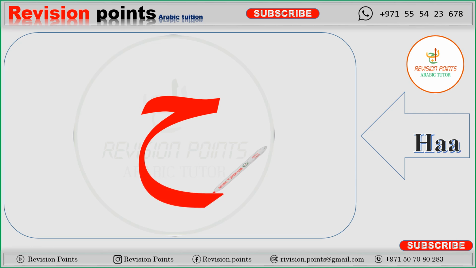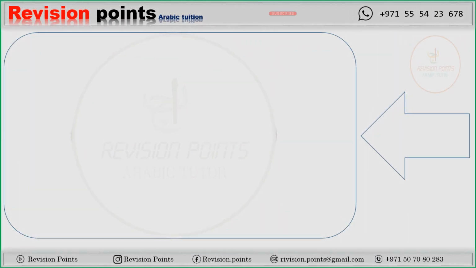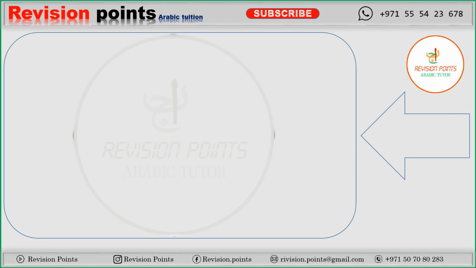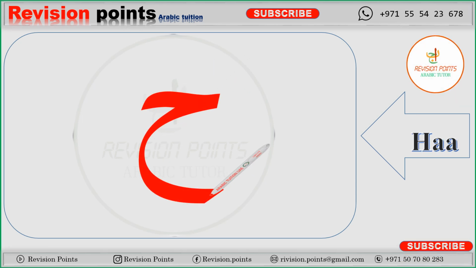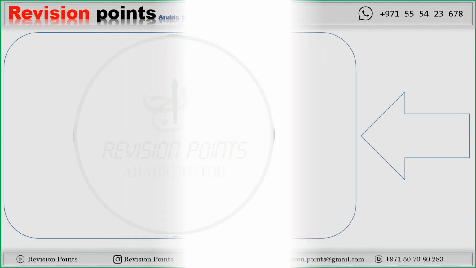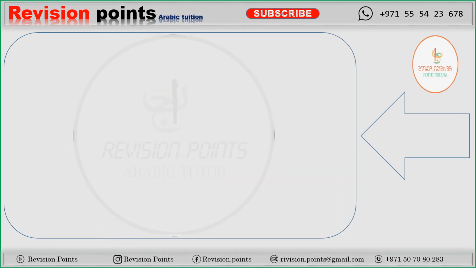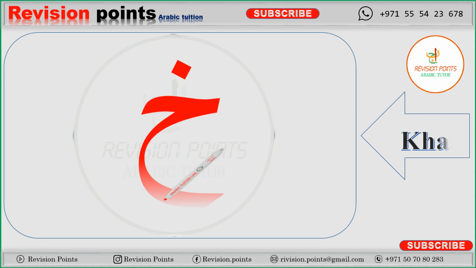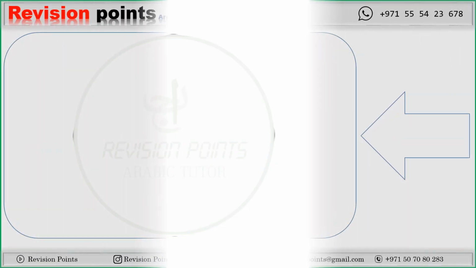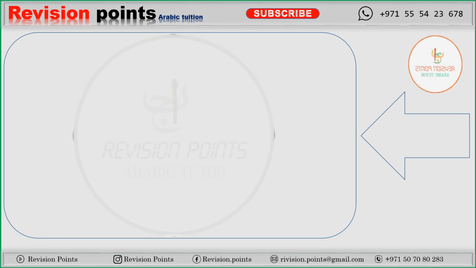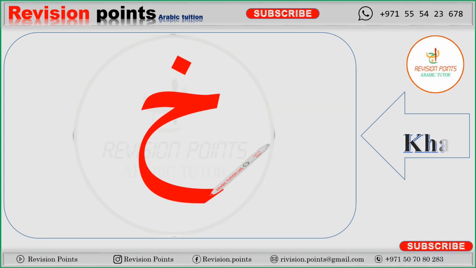Ha, ha. Start from left to right, then draw it like a C. Ha, ha. Start from left to right, then draw it like a C and put the dot.